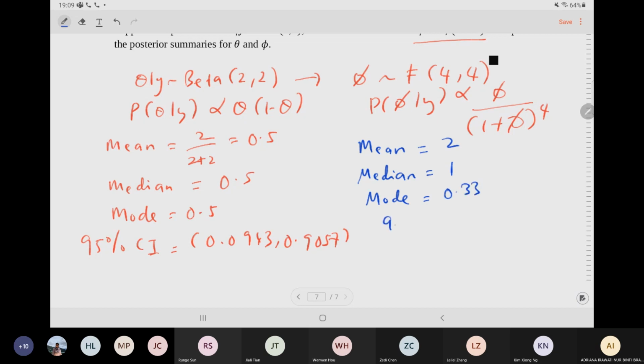Then you have the 95% credible interval, which is 0.104 to 9.6054. When you have the distribution, you can find the mean, median, and mode. The mean you can calculate from the formula. Median you can get from R. I'm not sure whether you can get the mode from R, probably you can. And the credible interval you can also get from R.